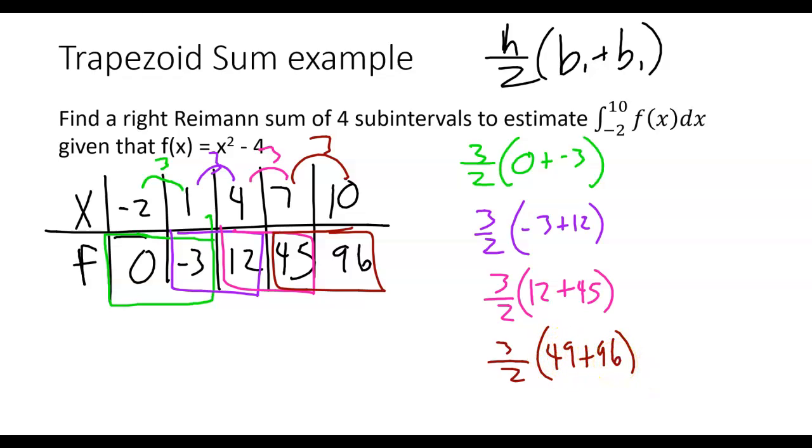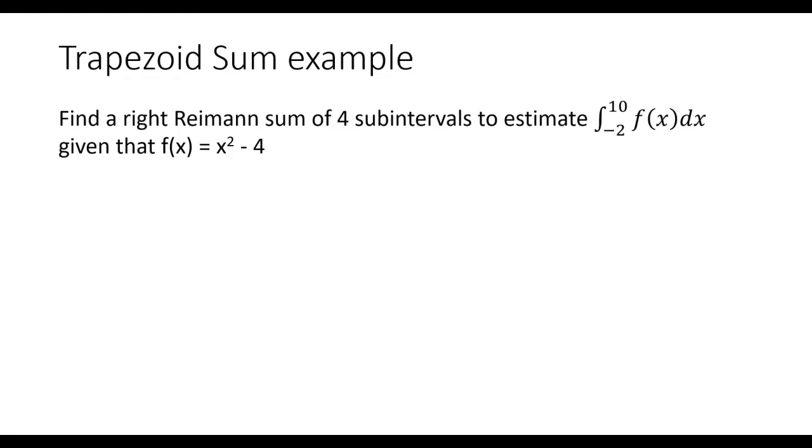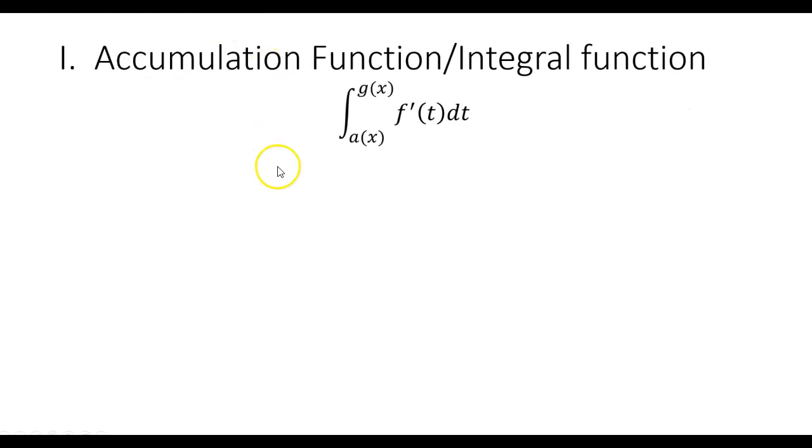Okay, and when you're all done finding each one of those things, which I'm not going to take the time to do because we all know how to do that, you just add all those up to get your answer. Okay, so that's it. That's the trapezoidal sum. All right, moving along here. Let's talk about accumulation functions. This is our last topic.